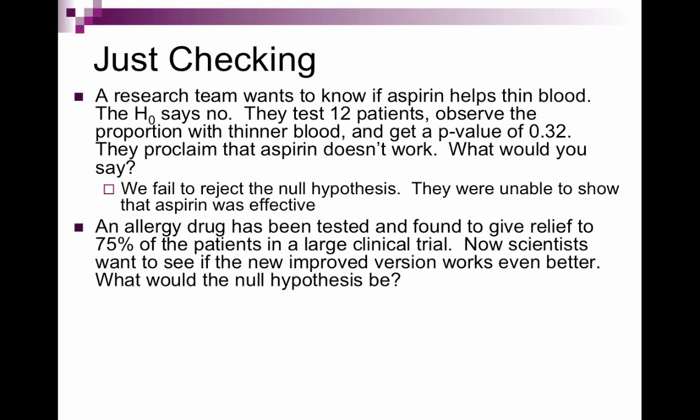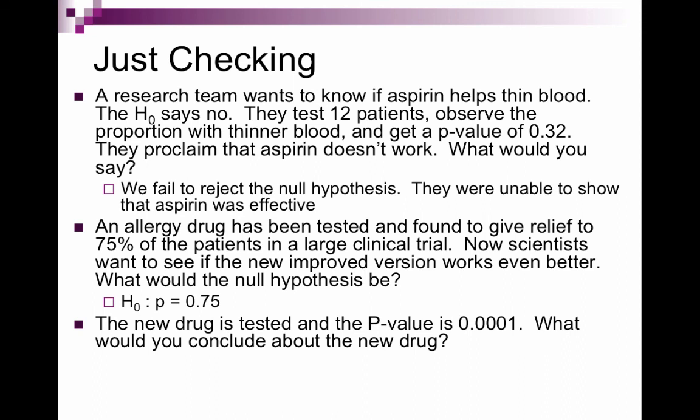An allergy drug has been tested and found to give relief to 75% of patients in a large clinical trial. Now scientists want to see if the new improved version works even better. So we want to know, what would our null hypothesis be? Remember, your null hypothesis follows what is already known. Null hypothesis, the word null means nothing new, nothing interesting. So in this particular case, it would be that there would be no change. So the allergy drug that's been tested is kind of what we would go with. So we would go with a null hypothesis of p equaling 0.75 because that's where we already are.